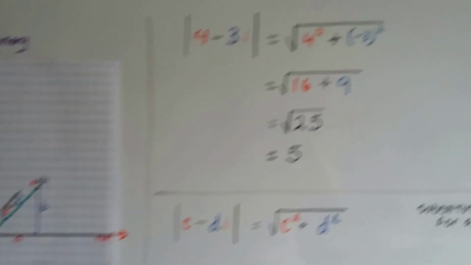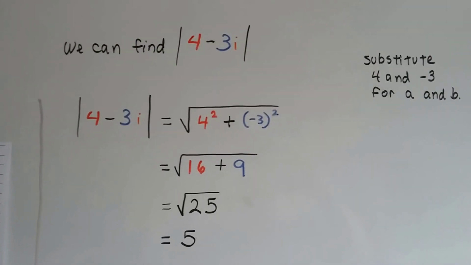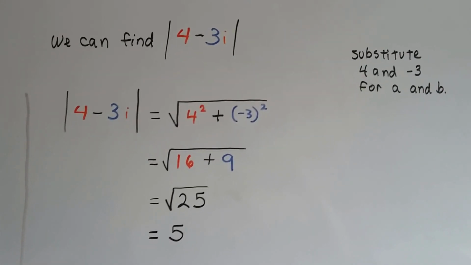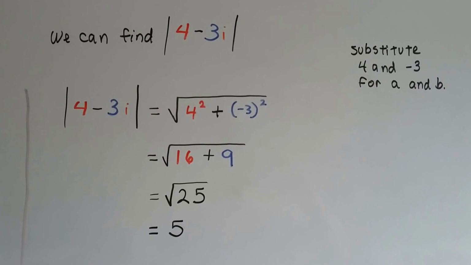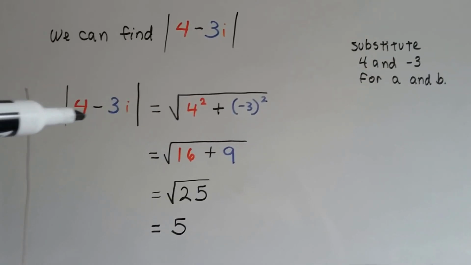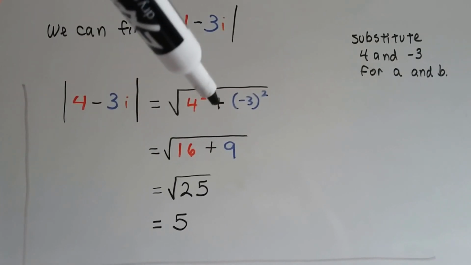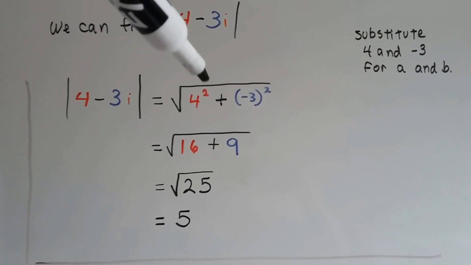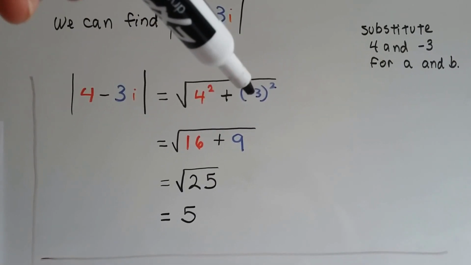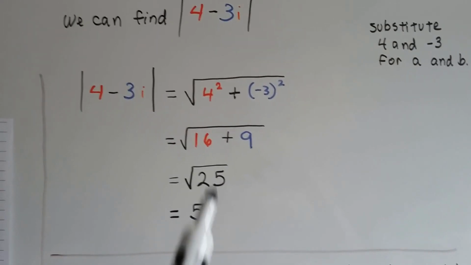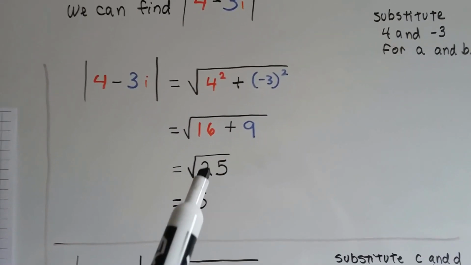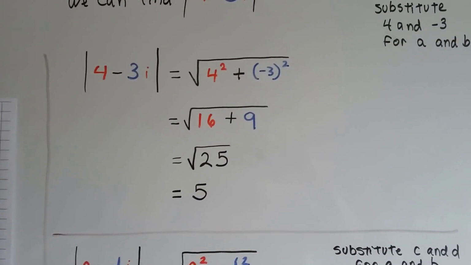We can find the absolute value of 4 minus 3i. We're going to substitute 4 and -3 for a and b. So here we've got the 4 minus 3i. We need it to be a plus, so we've got 4 squared plus -3 squared. See? That's going to give us a 16 and a 9, and we've got 25 again. Square root of 25 is 5.